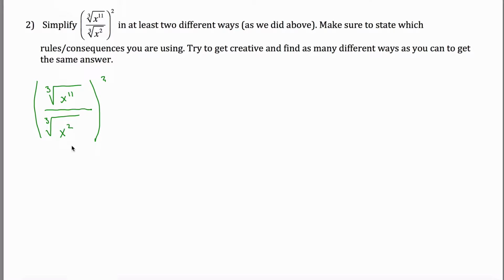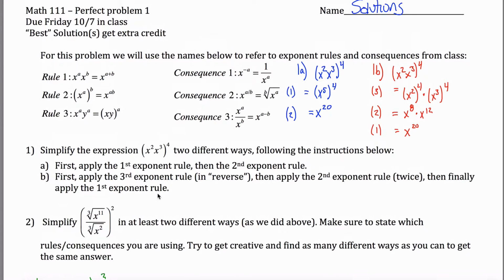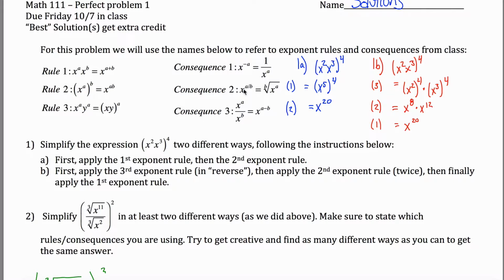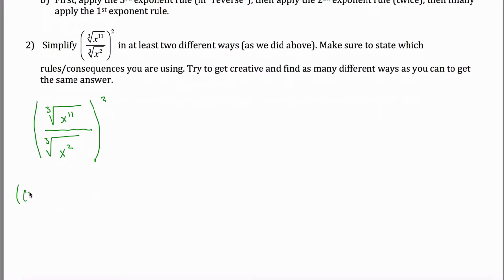Well, one thing that I could do here is apply my second consequence, right? Because I have a radical in here. I have the cubed root of x to some power, so I could rewrite that as a fraction. I could change from radical notation to rational notation. I guess I'll write that using consequence 2. I could say that this thing up here is equal to x to the 11/3 divided by x to the 2/3, squared.